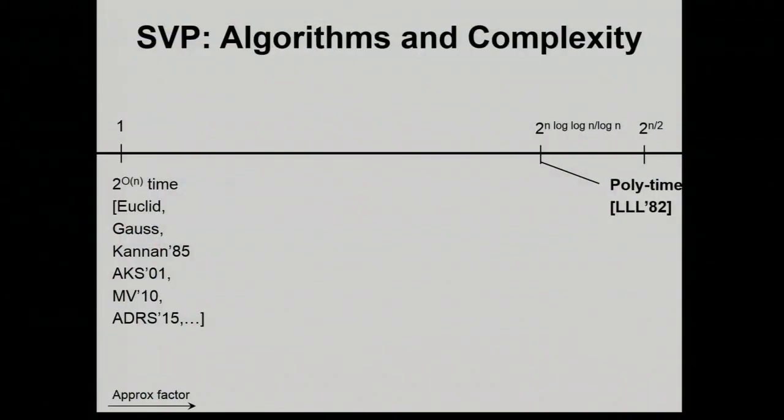This is the groundbreaking, amazing work of Lenstra and Lovász, who showed that you can, in polynomial time, find a vector whose length is 2 to the n over 2 times the length of the shortest vector of the lattice. This might sound pointless to you. I mean, 2 to the n, I can do everything in time 2 to the n, right? What is there to do?